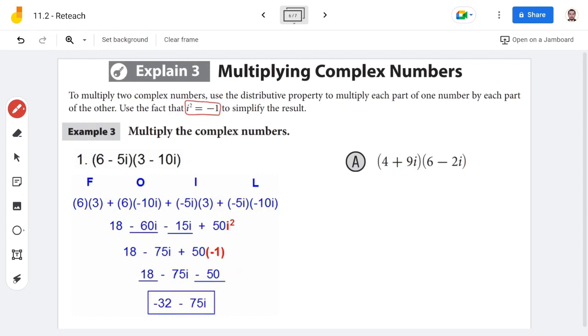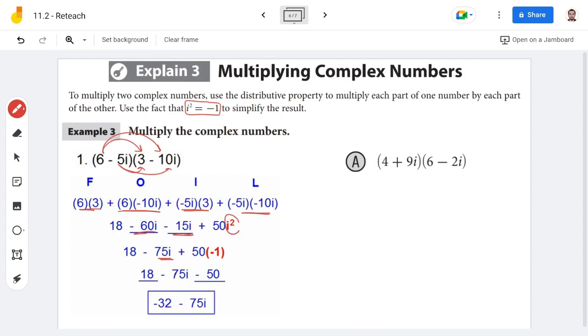Multiplying the complex numbers, same thing. We have to distribute four numbers, 6 times 3, then 6 times negative 10. Then we have negative 5i times 3, then negative 5i times negative 10i. So now we add the like terms. 60i, 15i, which is equal to 17i.